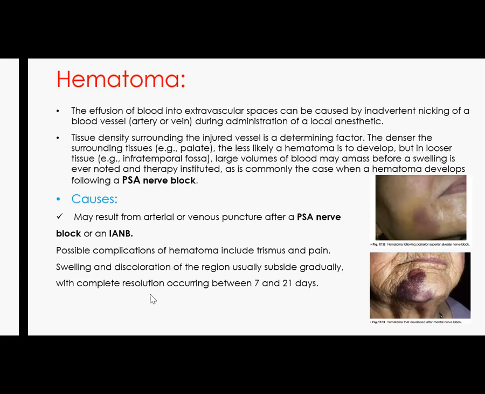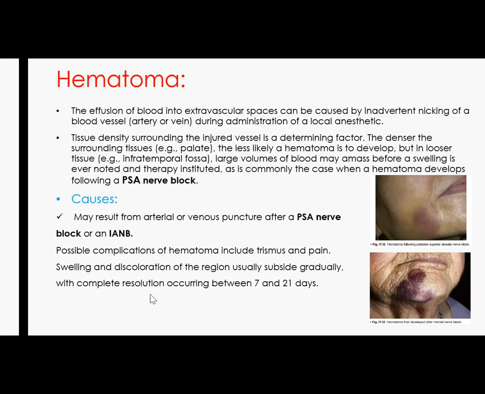So, for example, if you look at the mucosa, the cheek and the lips have a lot of loose tissue. So it is more likely to happen in these areas than in the mucoperiosteum, where it is very tightly adherent to the bone. Okay, so this is how it happens.